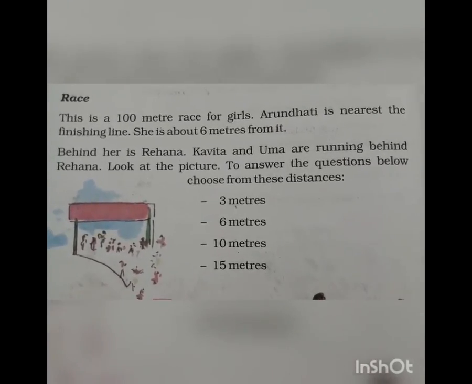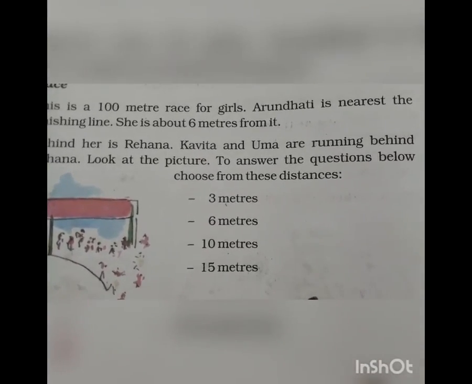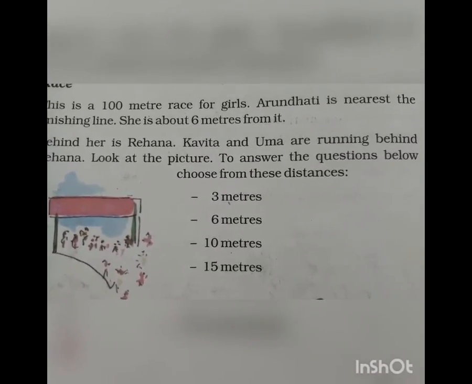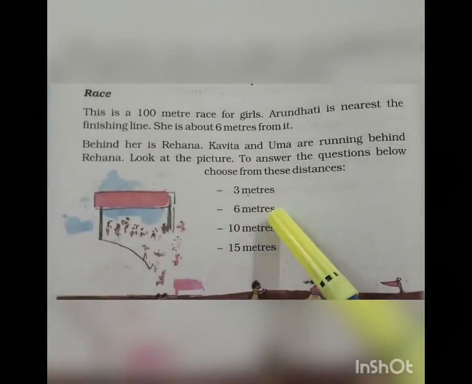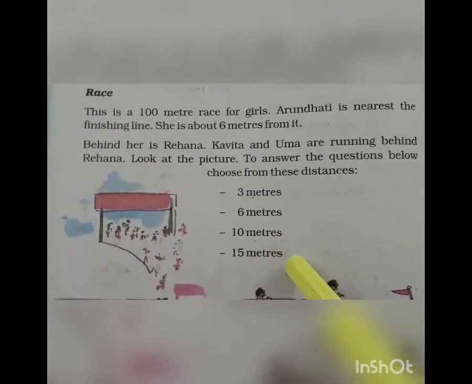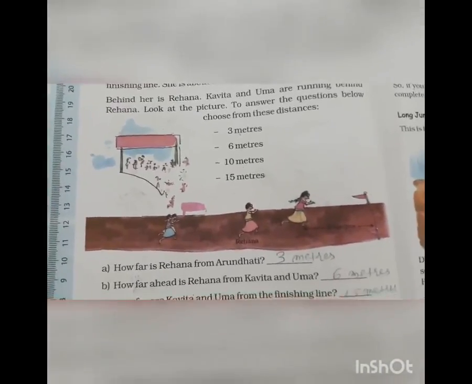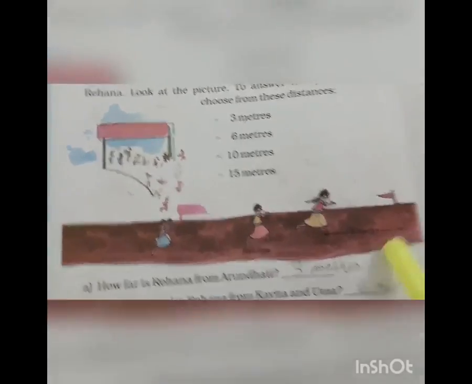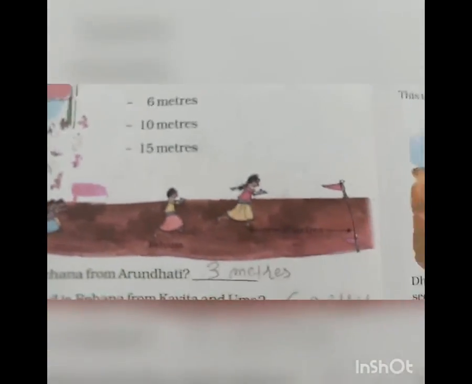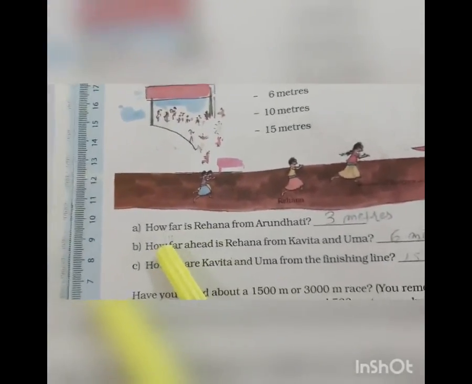Look at the picture to answer the question below. Choose from this distance: 3 meters, 6 meters, 10 meters, 15 meters. Here see in this picture, all the girls are going to the finishing line. See, all the girls are going fast. Okay, so here is first.